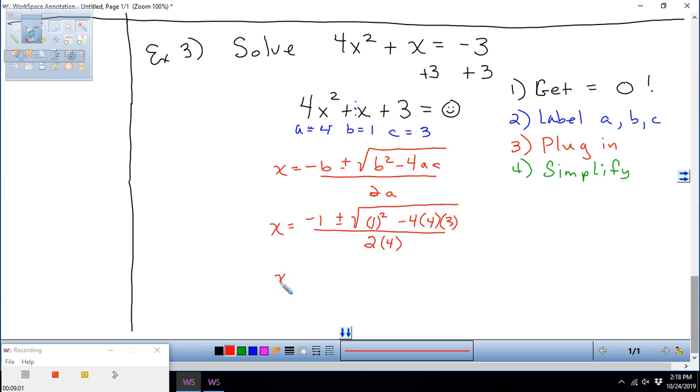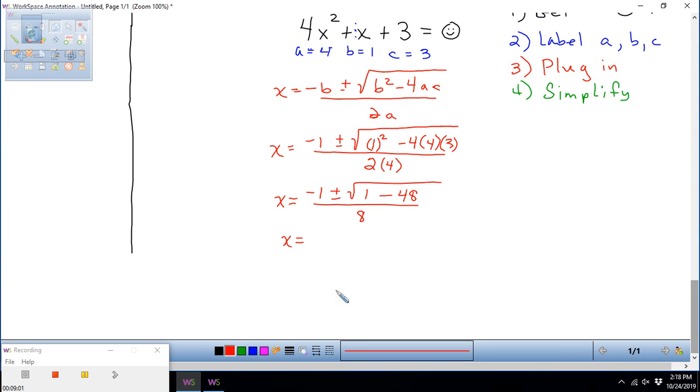Simplifying this, I get x is equal to -1 plus or minus 1 squared, which is 1, minus 4 times 4 times 3 is 48, all divided by 2 times 4, which is 8. So we're almost there. Simplifying this a little bit more, we've got -1 plus or minus square root of 1 minus 48, which is -47, divided by 8.